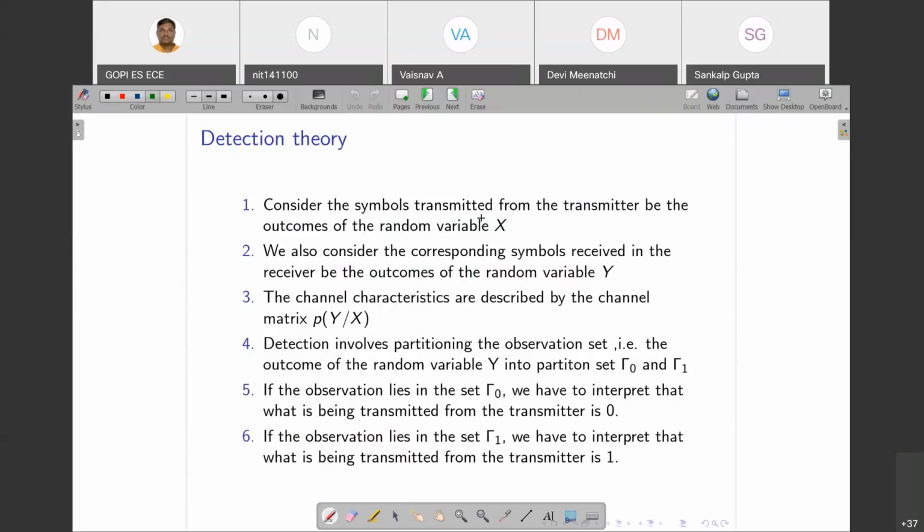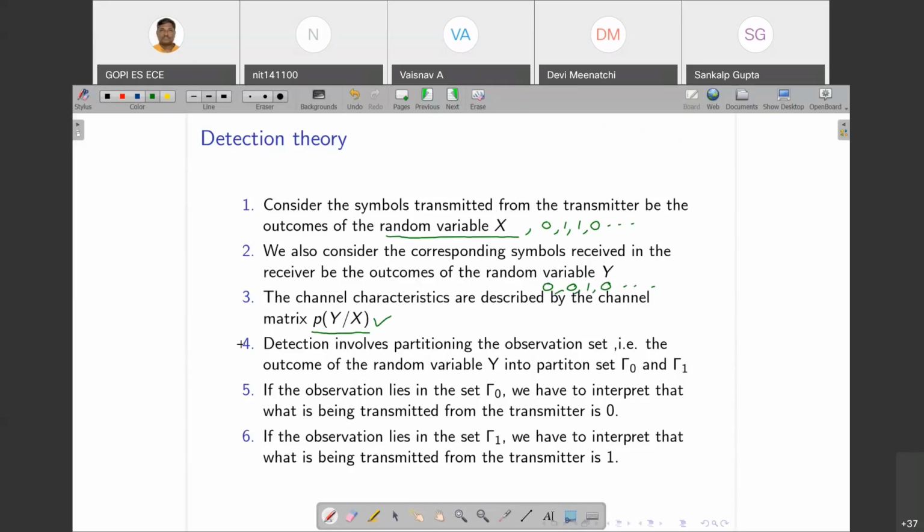Consider the symbols transmitted from the transmitter to be the outcomes of the random variable X. So it is something like 0 1 0. In this case, I have chosen the number of symbols as 2. In the receiver section, we also consider the corresponding symbols received to be the outcomes of the random variable Y. So it is something like 0 0 1 0. And we have channel characteristics given by the probability of Y given X, which we already know.